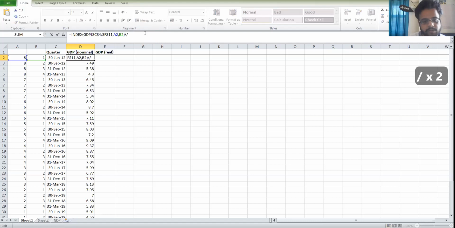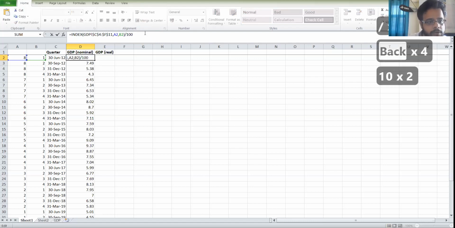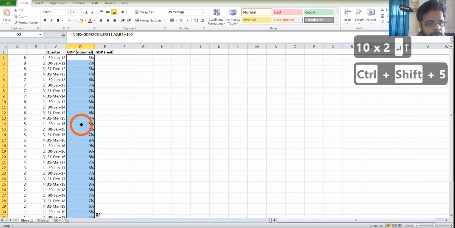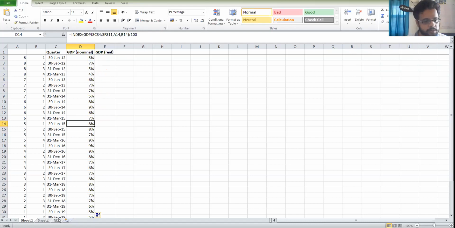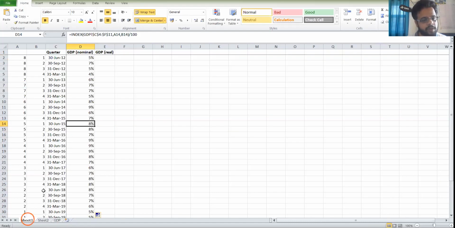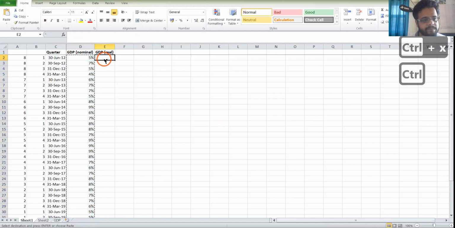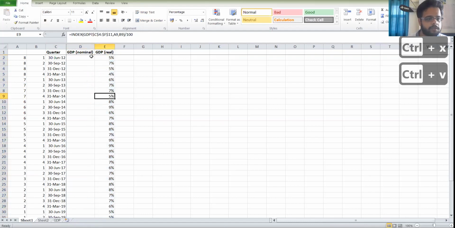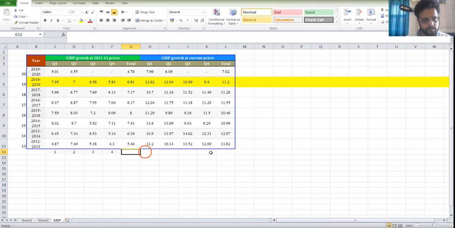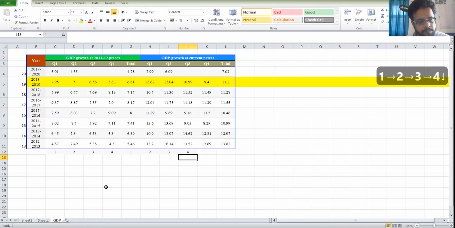And since I want these all in percentages, that will be helpful for me. I'm going to divide this by 100. And this was the constant currency prices, so this is actually the real GDP growth. So we have the real GDP growth. In the same way, we can do the nominal GDP growth. Only my array will be shifted. The rest, everything will remain the same.